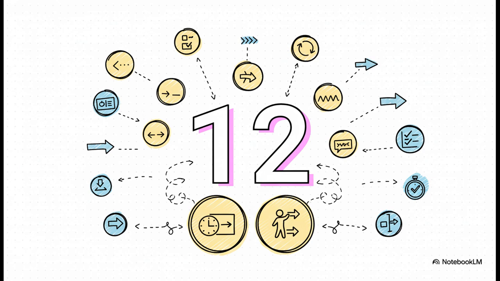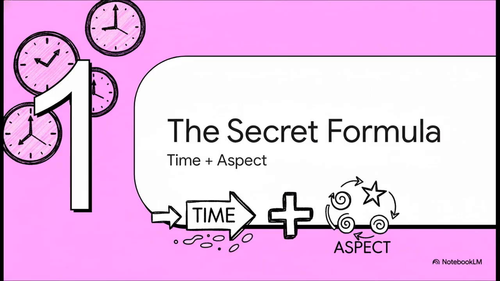12. Yep, 12 different tenses. I mean, that sounds like a whole lot of stuff to memorize, doesn't it? But what if I told you that all 12 of them are just built from two simple ingredients? That is the secret we're going to unlock right now. And here it is. This is the big secret.